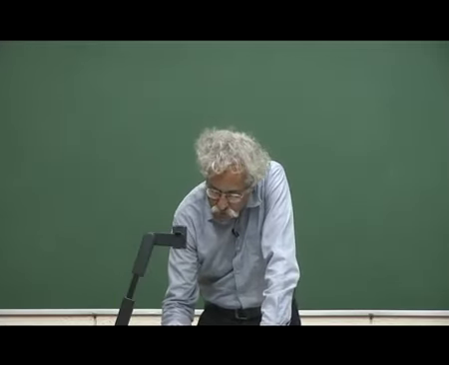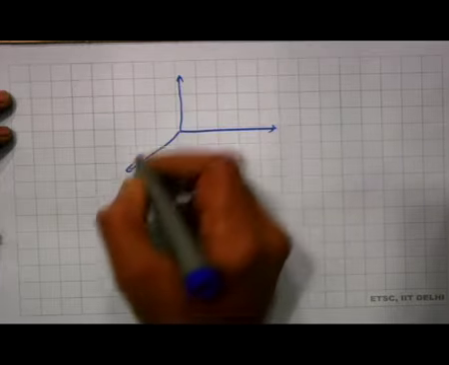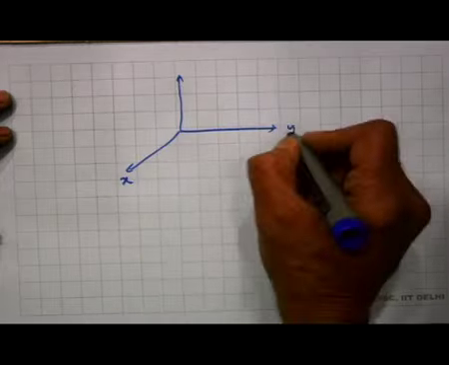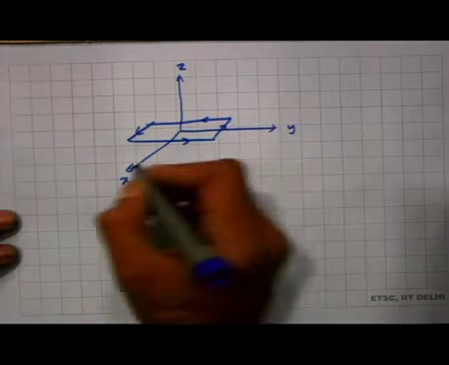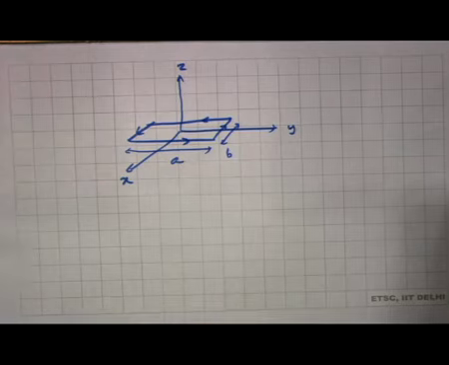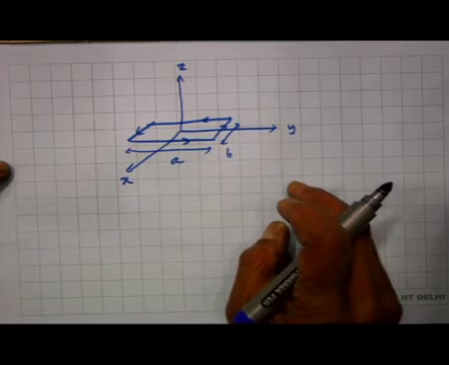Let me draw the axes first. So, I have the x, y, z. I assume a planar loop placed in the xy plane carrying a current like this. So, it is a planar loop of side A by B. Let me call this side A, this is B. A rectangular loop of A cross B carrying a current I, and it is a planar loop placed in the xy plane.